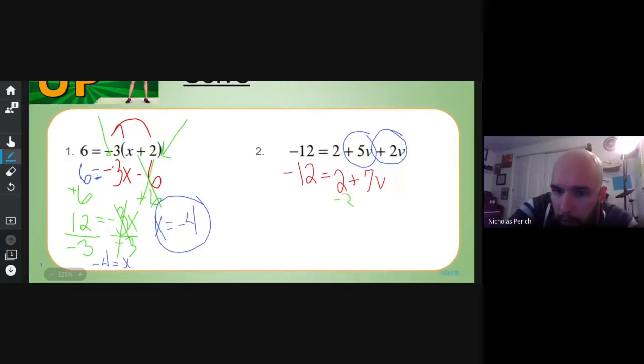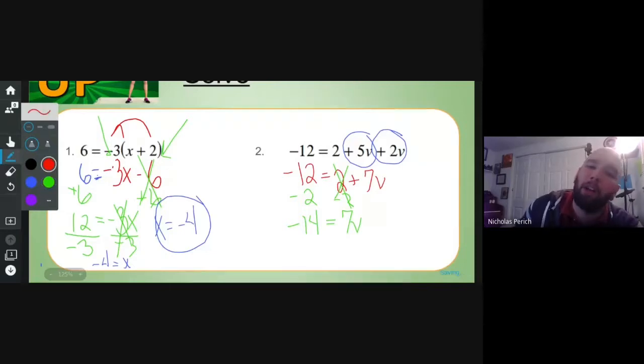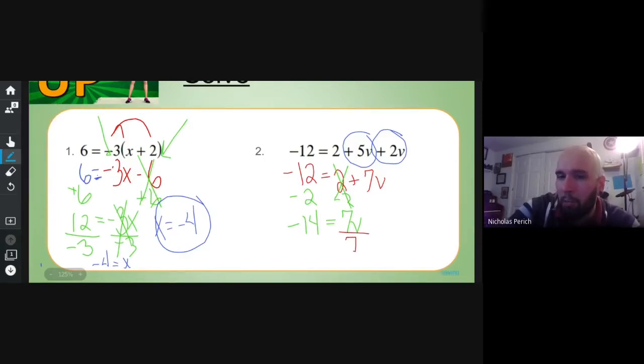-12 minus 2 is -14. That equals 7v. So we have to see if we're going to be able to bully our friend Zamir. Other people are saying it's -2 also. I don't know. Divide both sides by 7. And it's -2. Gosh darn it!